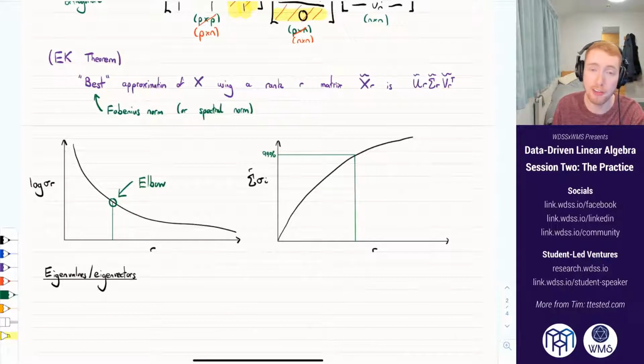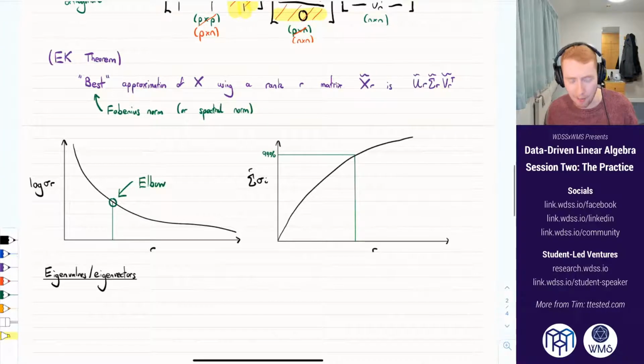But actually what we're going to do in this session is look at how we can have a mathematically proven optimal way of doing this truncation under certain conditions. That's what we're going to get to later in this session, but for now, let's have a quick recap of what eigenvectors and eigenvalues are. We're going to use these to compute the SVD by hand.